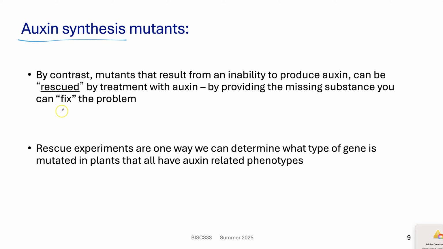So you've provided the substance that's missing, and now the development can be fixed. Okay, so these kinds of experiments are one of the ways you can determine what kind of gene is mutated in plants that have these auxin related phenotypes, because the phenotypes look very similar. If you can't make the auxin, if you can't transport it to the right place, and you can't respond to it, you're going to have the same phenotype, and we can distinguish between them experimentally a little bit with this. And then of course there's more experiments that have to be done.